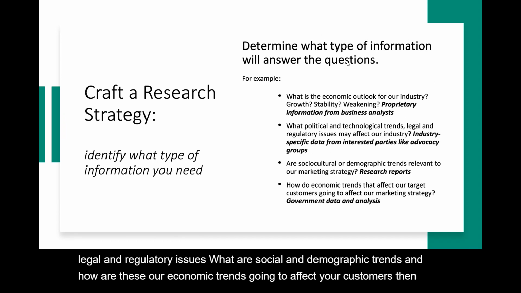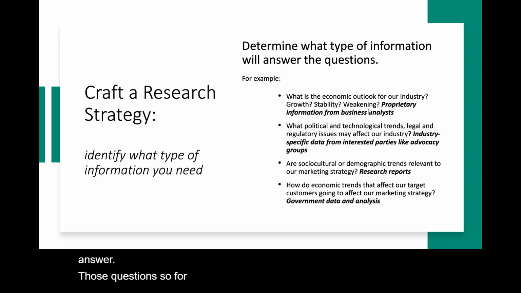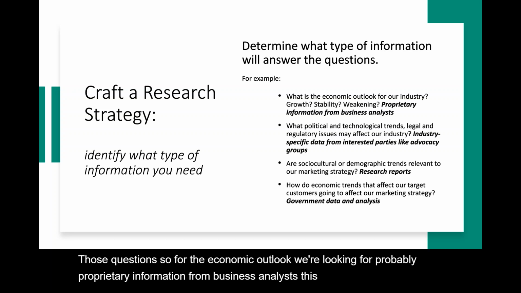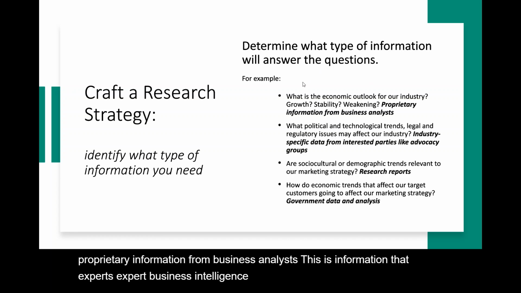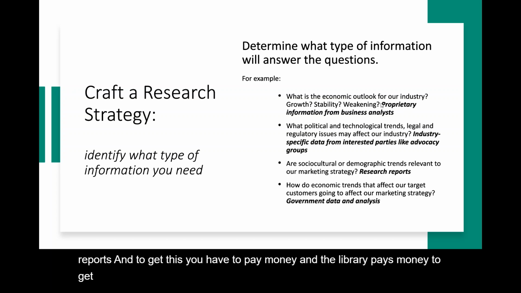Then we have to determine what type of information will answer those questions. For the economic outlook, we're probably looking for proprietary information from business analysts. This is information that expert business intelligence people are compiling and analyzing into reports. To get this, you have to pay money, and the library pays money to get these reports in some of our databases.